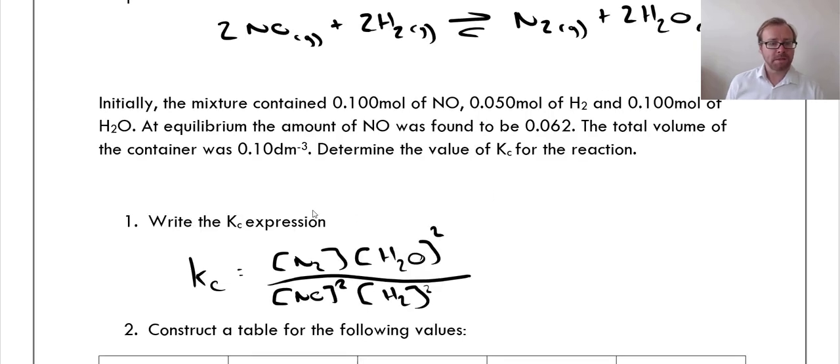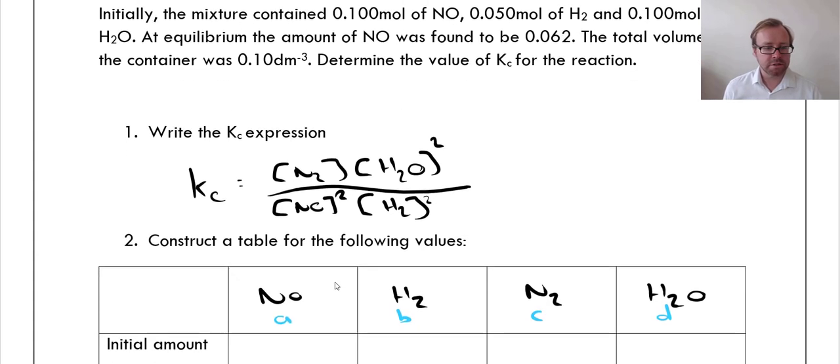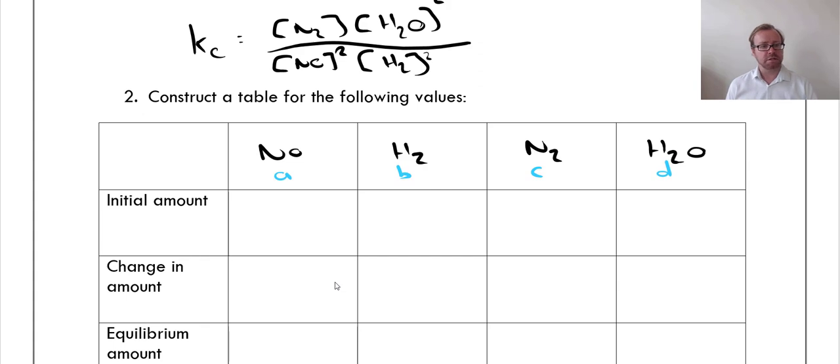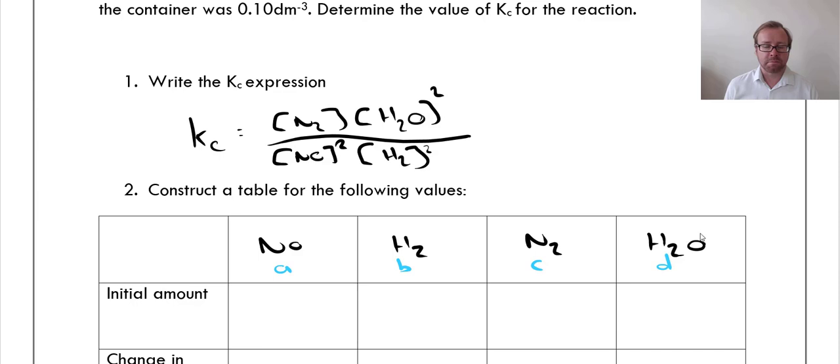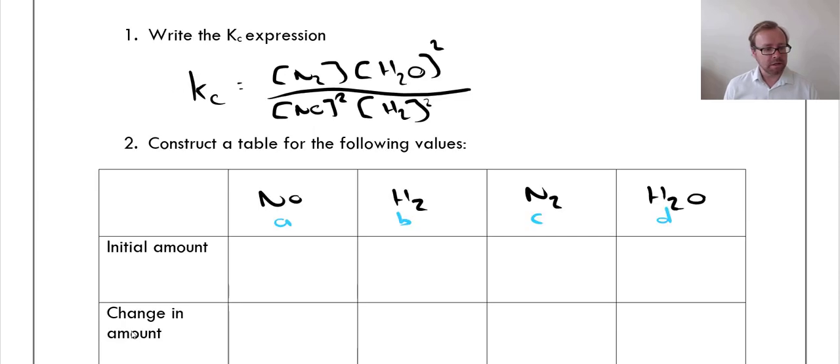Okay, I've gone and filled out the Kc expression, because we've had a lot of practice at it now. So it's the concentration of my products raised to the molar ratio, divided by the concentration of my reactants raised to the molar ratios. Then we need to construct a table for the following values. We need to put our reactants and our products at the top here. And we also need to make sure we put our units in here.